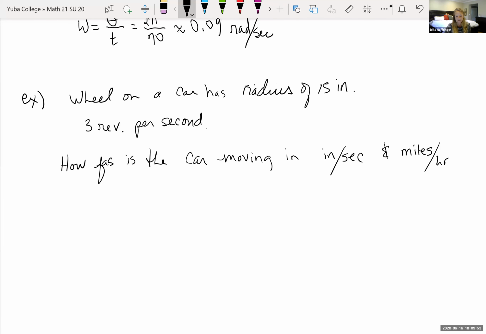Professor, it doesn't say... oh yeah. Sorry. Okay, how fast? Yeah, so how fast is the car moving?